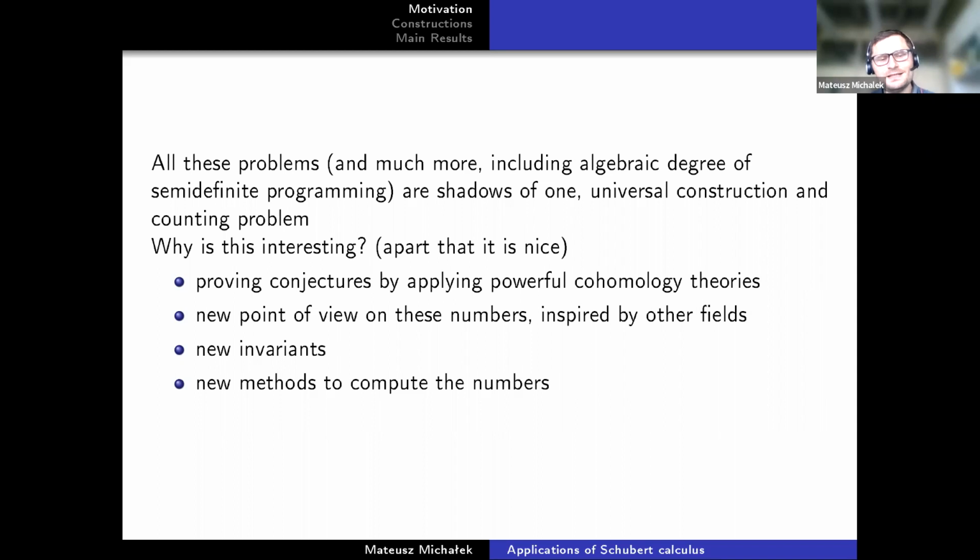And last but not least, we actually gain new effective methods implemented on a computer, and new theoretical methods to actually compute those numbers, not only use some theory to say certain features of those numbers, but actually compute them.